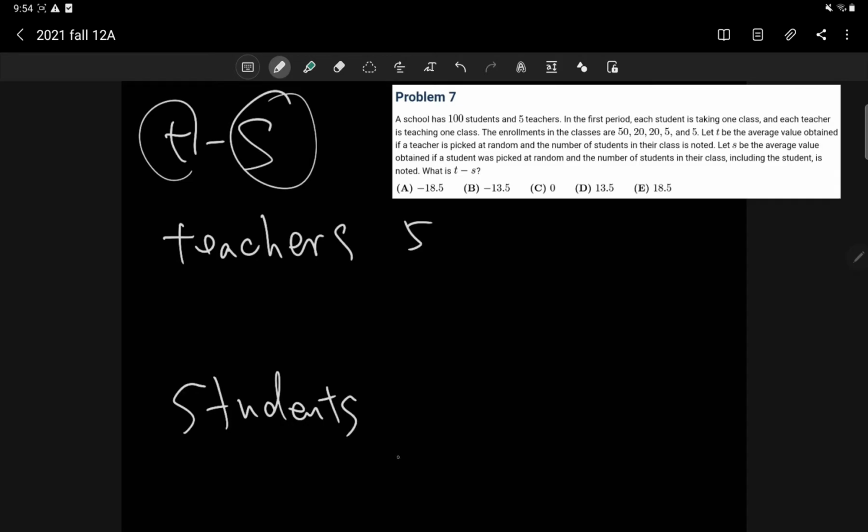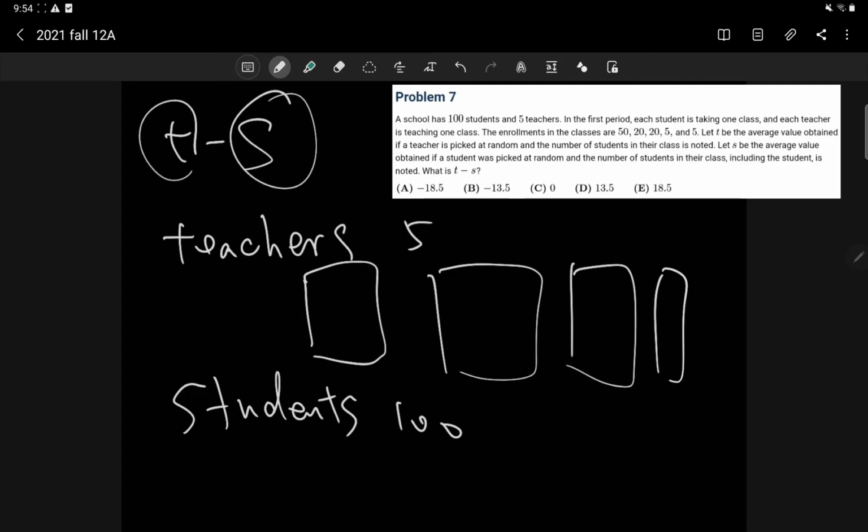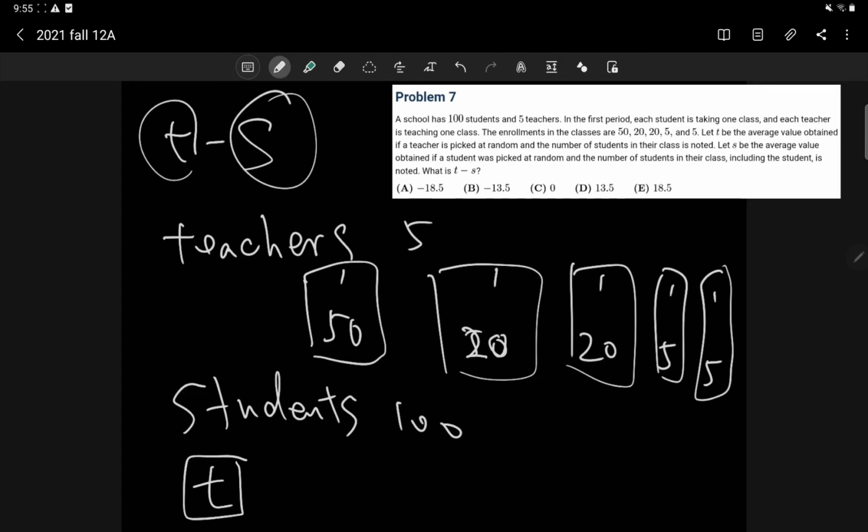I have 5 teachers and 100 students, and then we have, for example, 5 classrooms, right? 50 students, 1 teacher; 20 students, 1 teacher; 20 students, 1 teacher; 5 students, 1 teacher; 5 students, 1 teacher. So our first quantity is T. What is T?